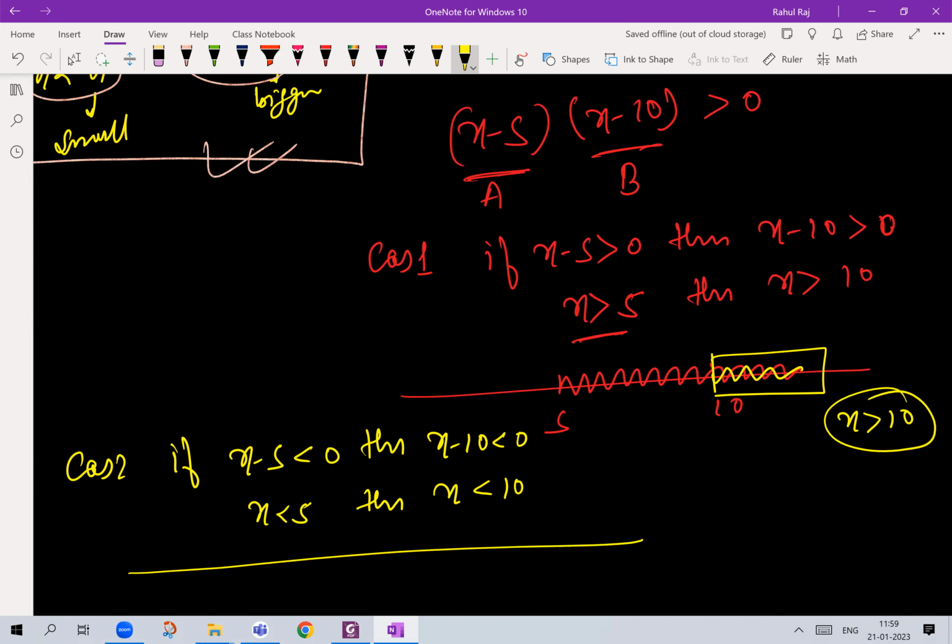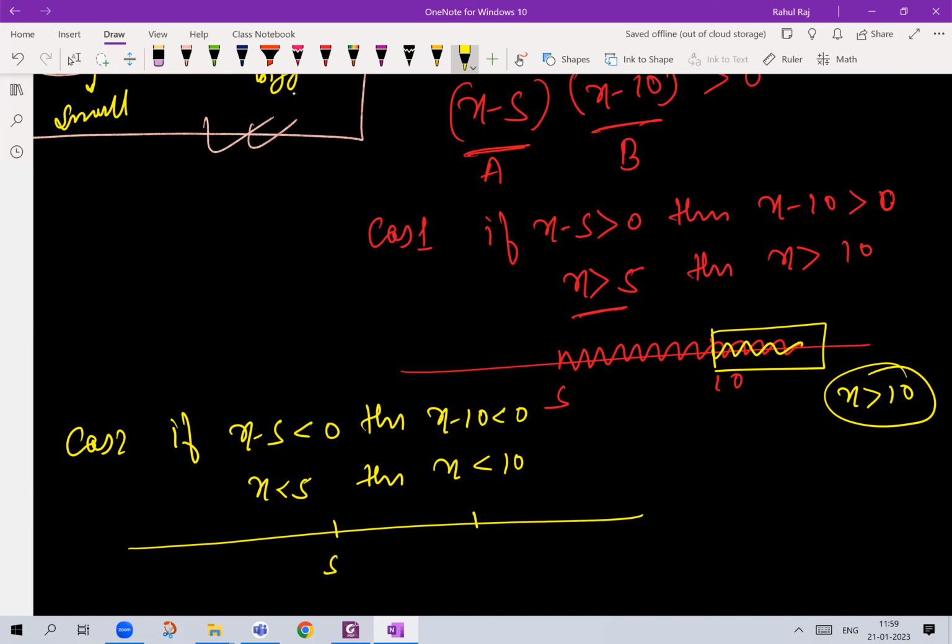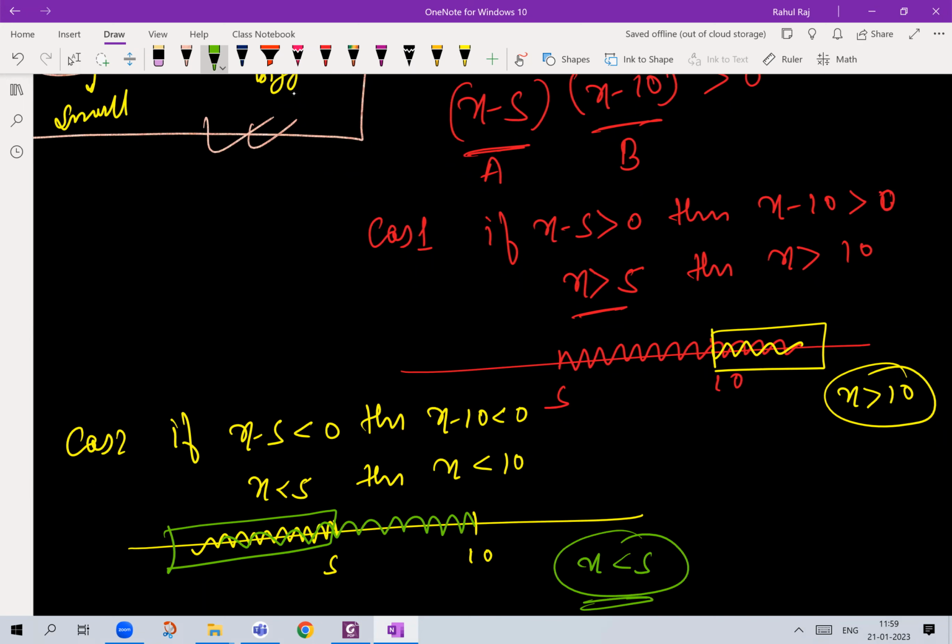Now check here, put a number line. This is 5, this is 10. X less than 5, this is the number. And x less than 10. So what is my common value? X less than 5. Now see, I've got x less than 5, x greater than 10.